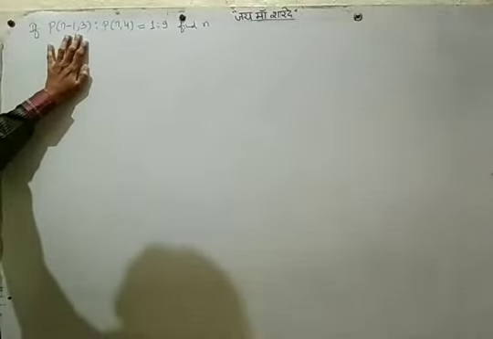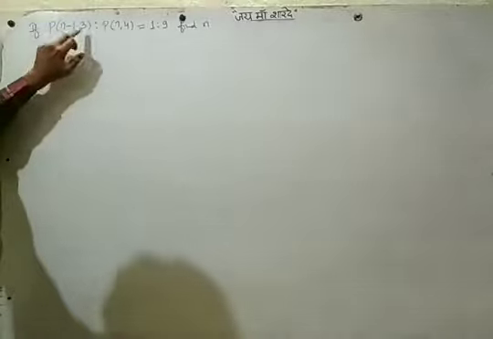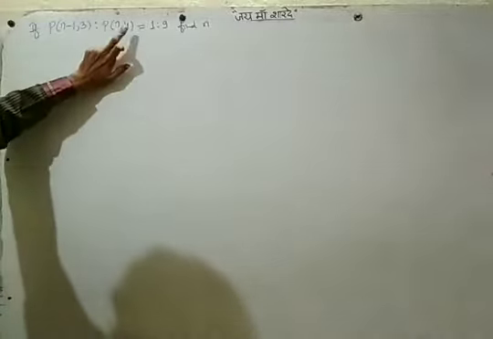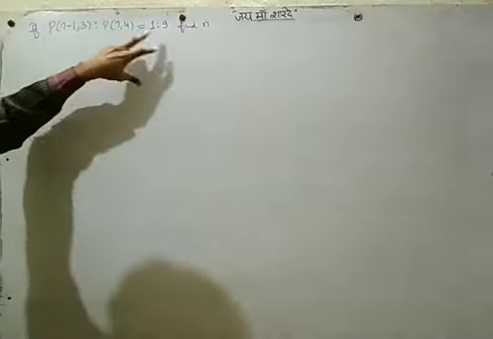Okay, now the question is: P(n-1, 3) is to P(n, 4) equal to 1 is to 9. So what is the value of n? It means from n minus 1 objects we took 3 objects, from n objects we took 4 objects, and the ratio of the number of permutations we get is 1 is to 9. So what is the value of n?